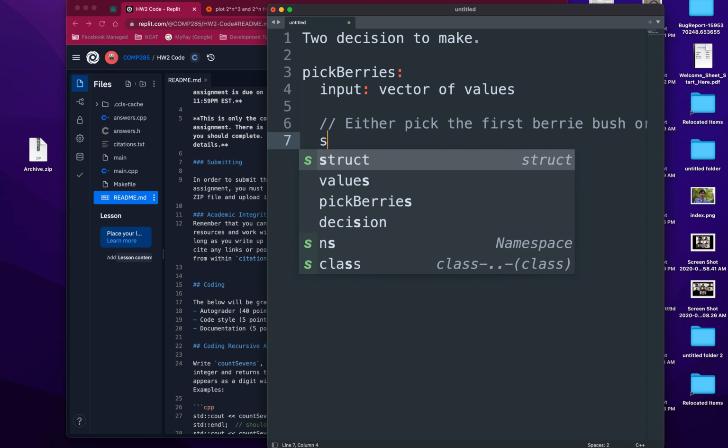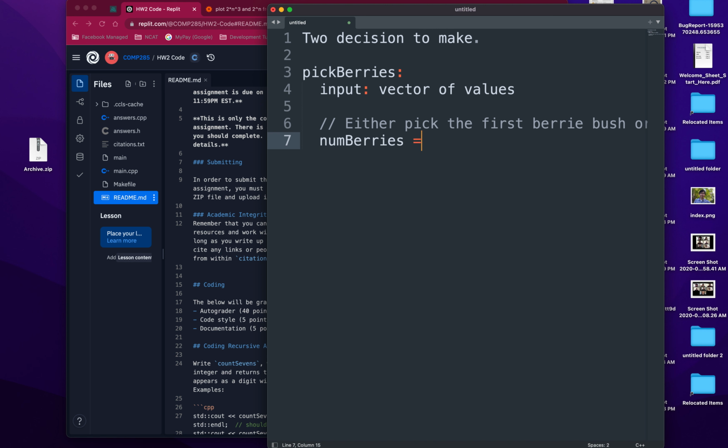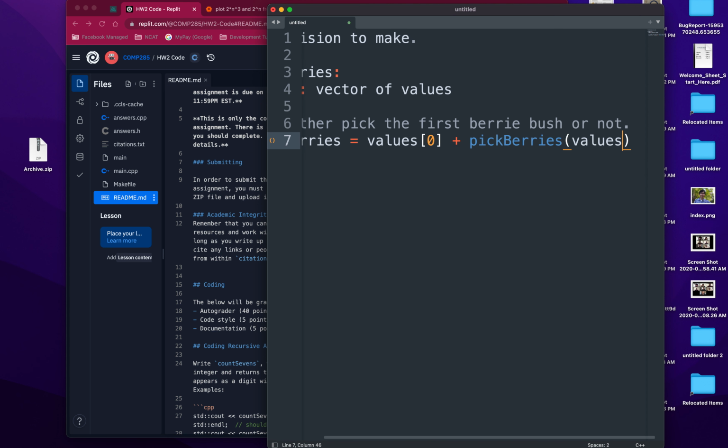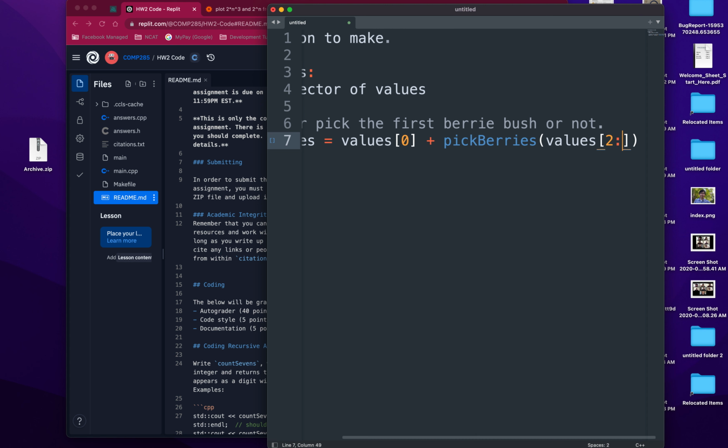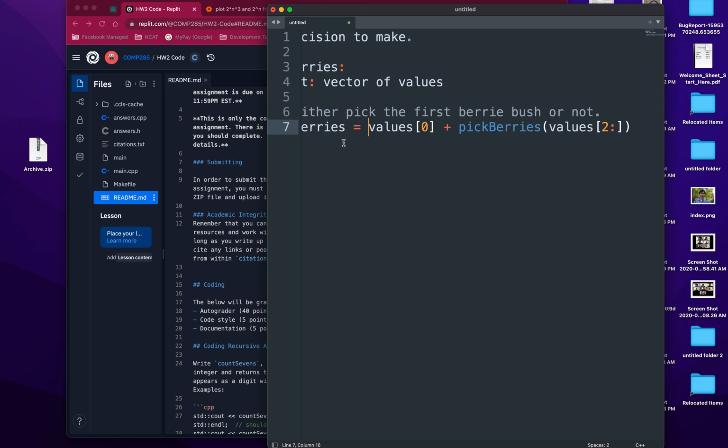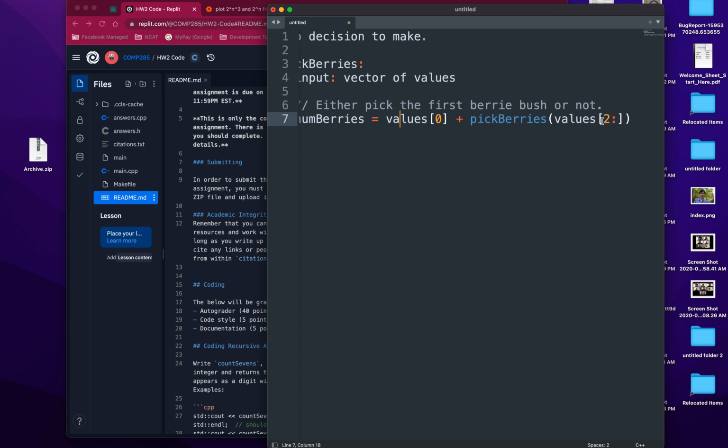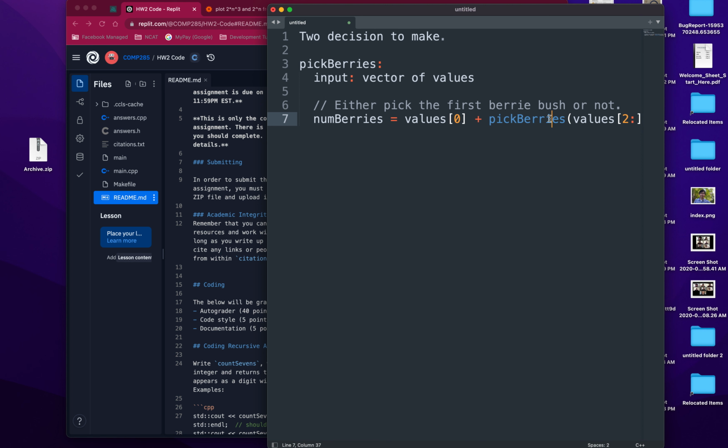So if I do pick the first berry bush, then the number of berries picked is going to be given by my picking that first berry bush plus how many ever berries I can pick if I don't pick the next bush and don't include, because I've already added my first berries here. So this is saying don't include this 0 and don't include the next bush because I can't pick it anymore. Okay.